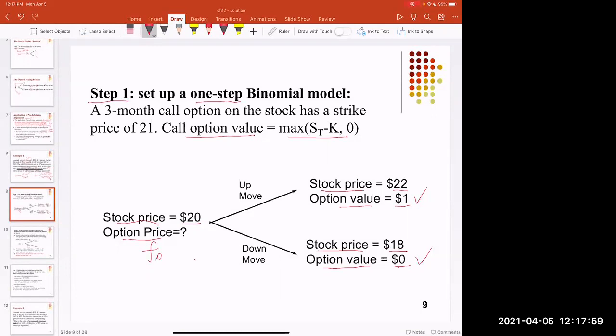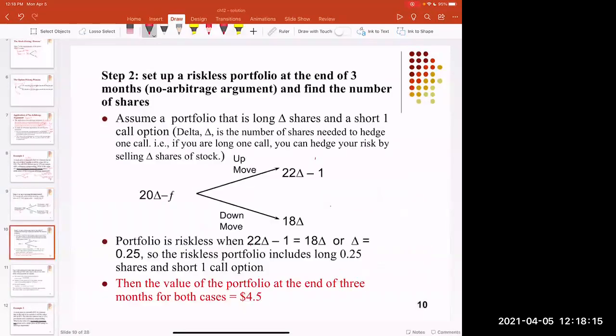We're going to have 3 steps. And the next step, very important, is we're going to combine stock and option. So it's kind of a strategy. So the portfolio, what are we going to do? Step 2, we're going to set up a riskless portfolio and find the number of shares, right? Because in the portfolio, we're going to have a stock and an option. So how many shares should we buy? We don't know.